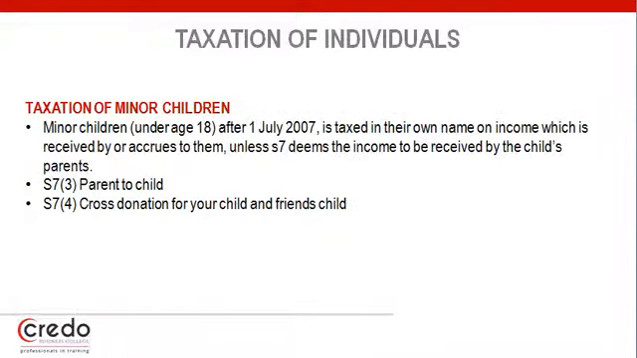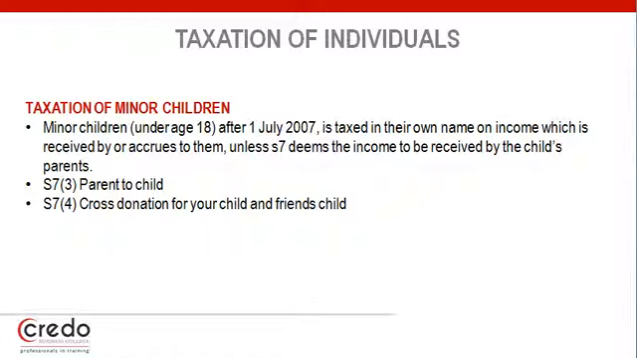We're moving on to minor children. Minor children are under the age of 18 after the 1st of July 2007. They are taxed in their own name on income which is received by or accrues to them, unless section 7 deems the income to be received by the child's parents. So you've got your 3-year-old in your trolley and you're walking down the aisles of Pick n Pay when someone approaches you and asks if they can use your child for an advertisement. Now the child appears in Pick n Pay's advertisement. Any income that that child receives from the advertisement is deemed to be received by that child.